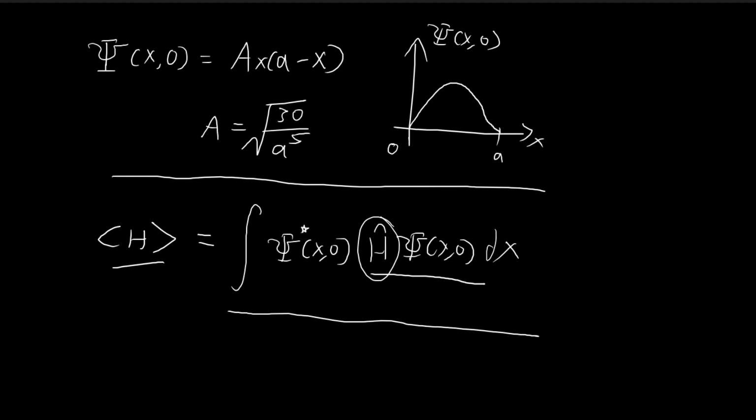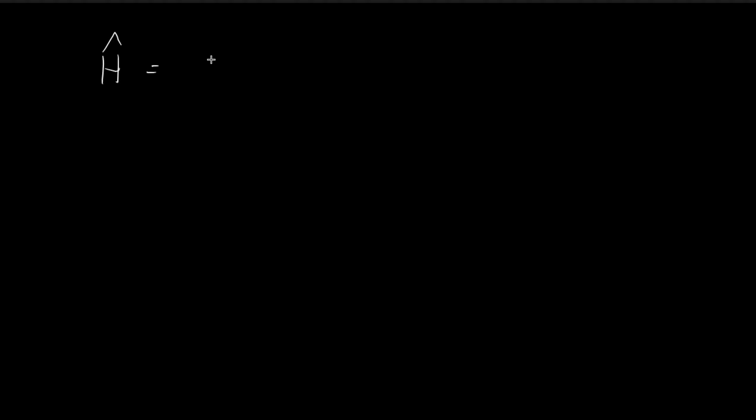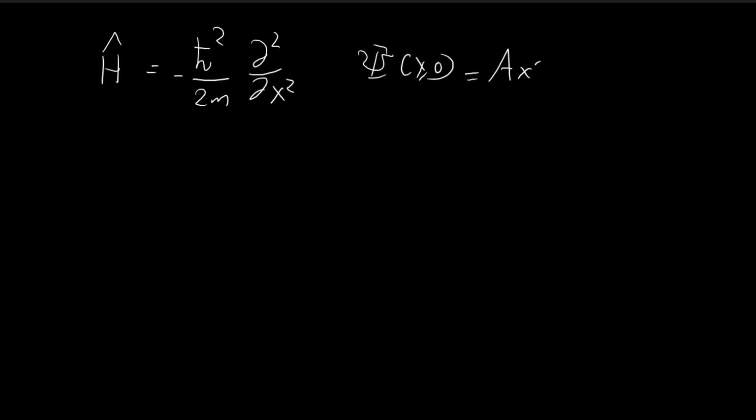First of all, what is the Hamiltonian operator? Well, the operator, by definition, is equal to the reduced Planck constant squared with a negative sign divided by 2m, then we take the partial derivative with respect to x 2 times. This would be the one-dimensional case. And in our case, the initial wave function, as given, is equal to A times x times a minus x.